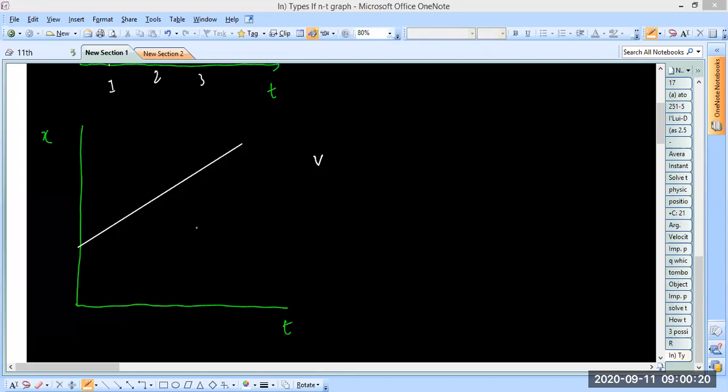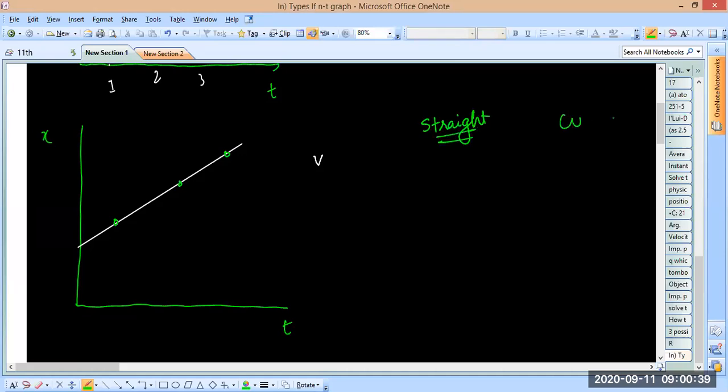Look at this. This is an x-t graph. If you try to find the slope anywhere, over here or over here or over here, you see the slope is the same. Again, let me repeat what I said a while ago. This is a straight graph, it's not curved. I hope you remember the three possibilities: straight, curved this way, or curved that way. There are three possibilities.